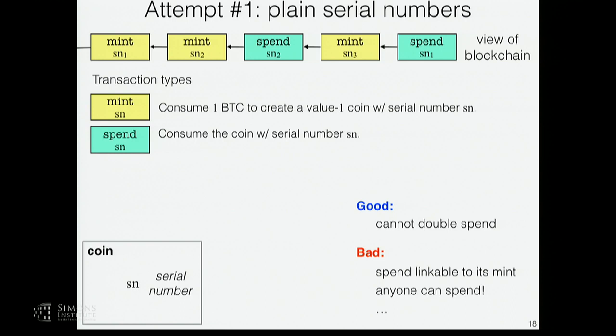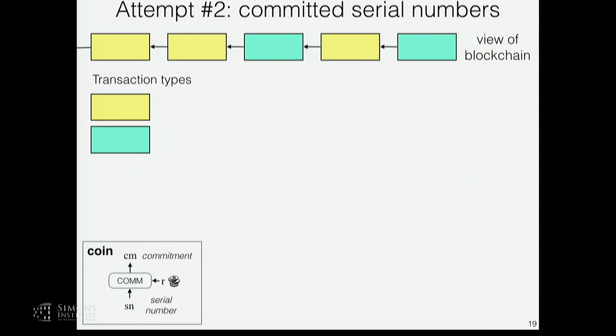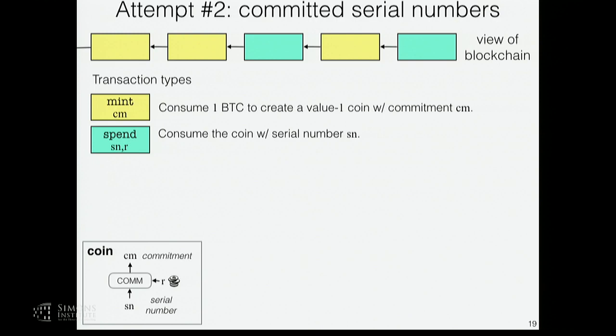Okay, let's improve on this. Now we're going to have a different coin. The serial number is going to be secret, and we're going to commit to it to create a so-called coin commitment. So now, when I create the coin, I only publish the coin commitment. I'm saying, hey world, I have created a coin with some serial number, and I'm not telling you right now what it is. Later, when I spend it, I'm telling you, by the way, here's a serial number with a commitment randomness that corresponds to the commitment that I had before.